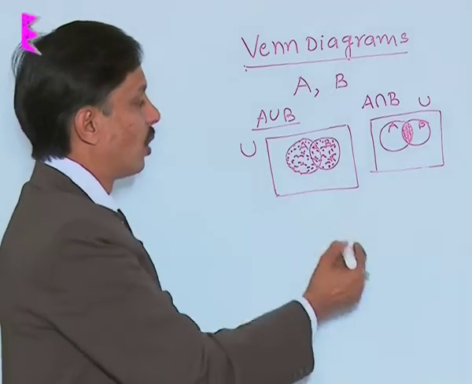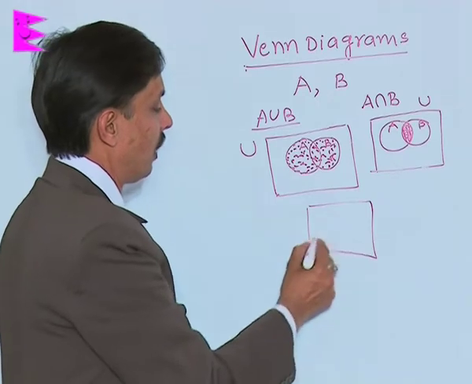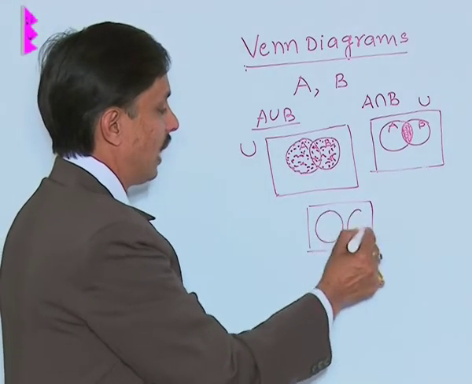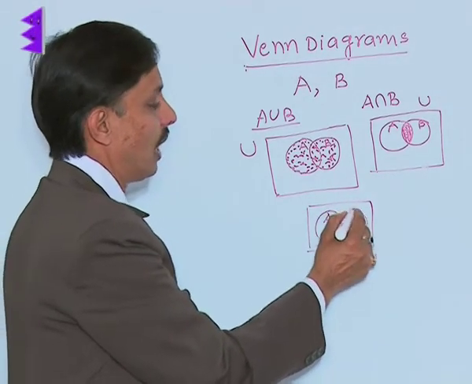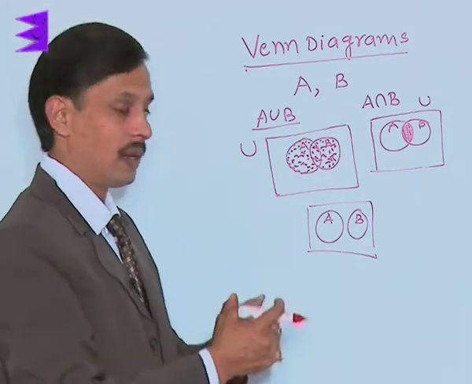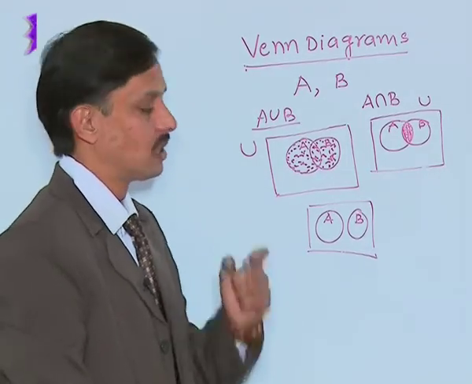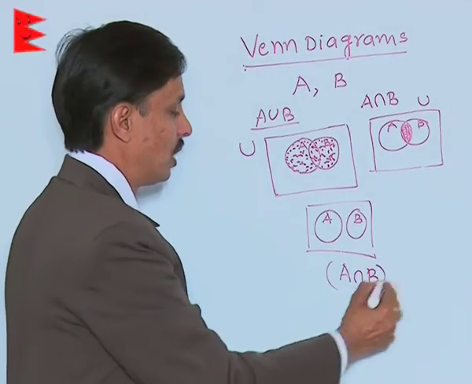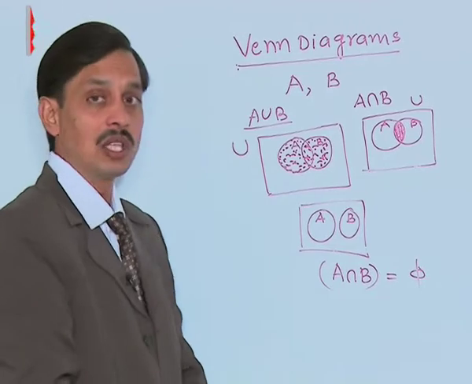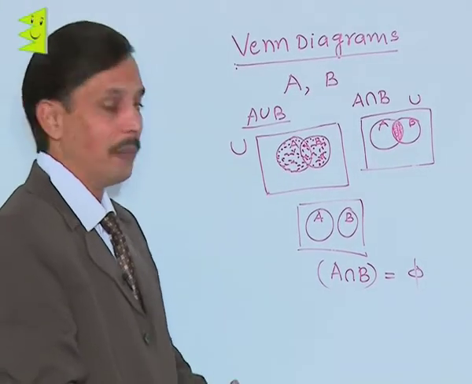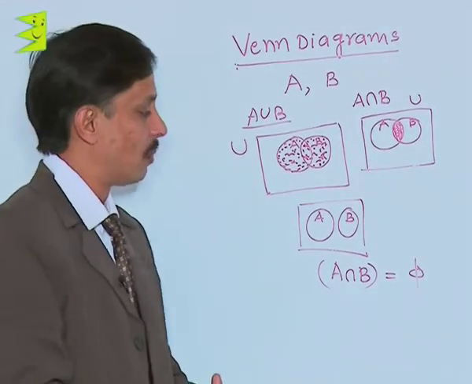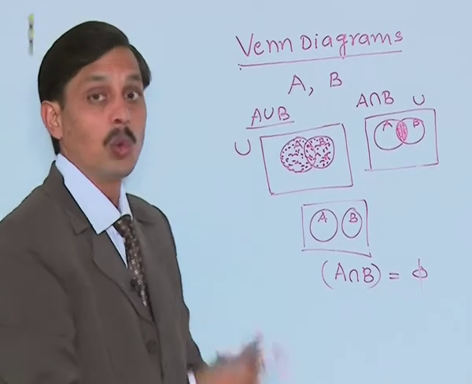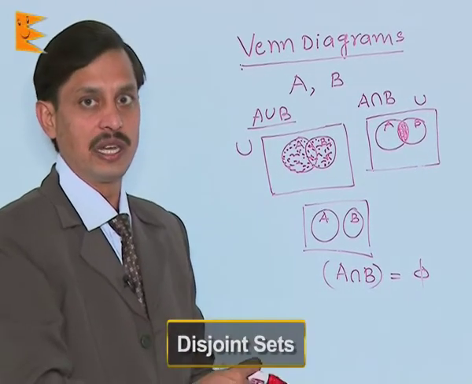Now if there are two sets A and B and nothing is common, not touching, such sets where A intersection B is phi. Phi means empty set, no element is common. Such sets are known as disjoint sets.